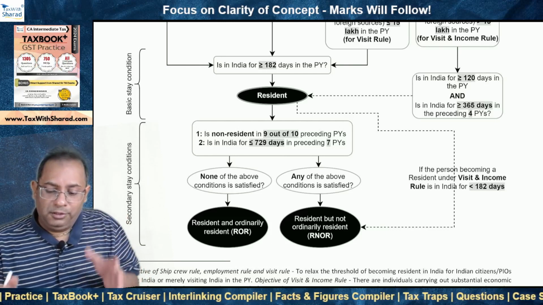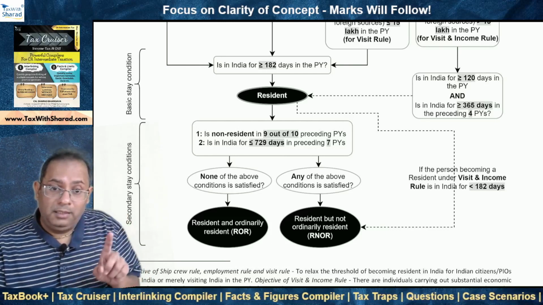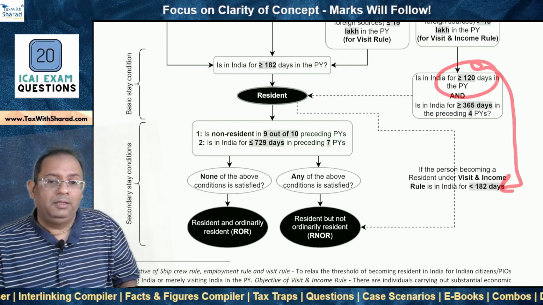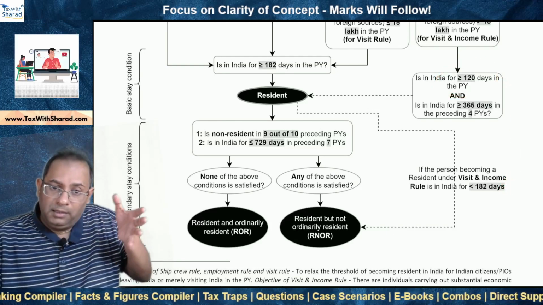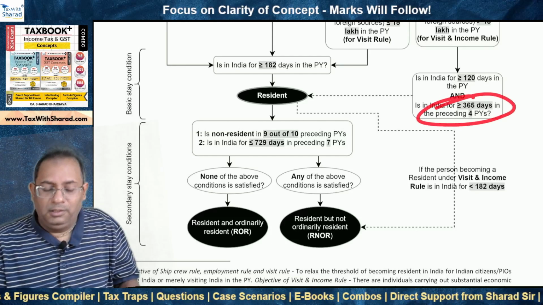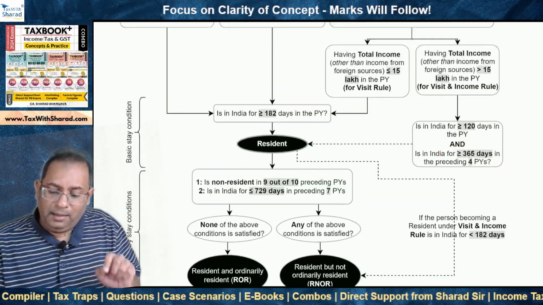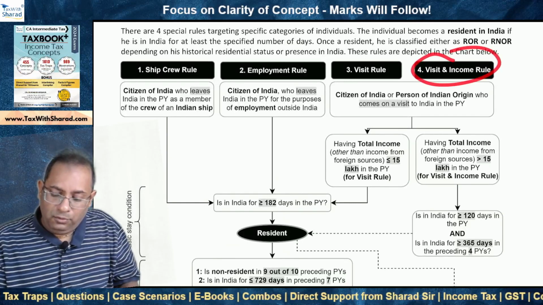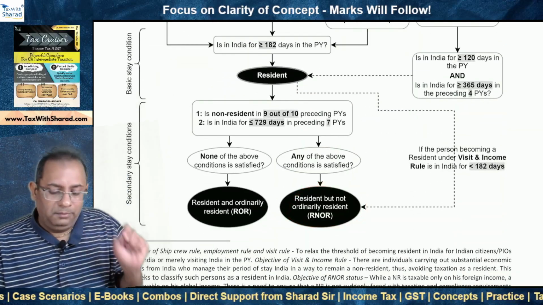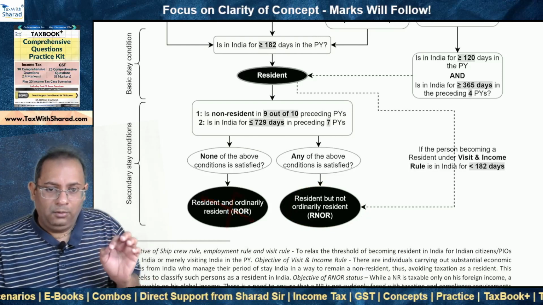Okay, so in effect, the person should be in India in the current previous year for how many days? 120 days or more and less than 182 days, and 365 days or more in the preceding 4 years. In that case, if the visit and income rule applies, then the person will be RNOR. The person cannot be a ROR.